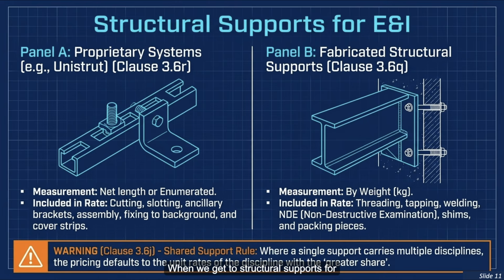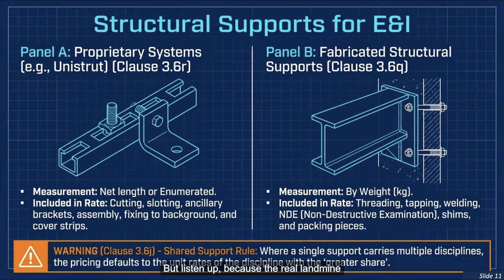When we get to structural supports for E&I, there are two distinct realities you've got to face. First, proprietary systems like Unistrut are typically measured by net length or they're enumerated. The rate here absorbs the costs of cutting, ancillary brackets, and fixing to the background. But in contrast, fabricated structural supports are measured entirely by weight, in kilograms. This rate absorbs threading, tapping, welding, shims, and crucially, non-destructive examination.